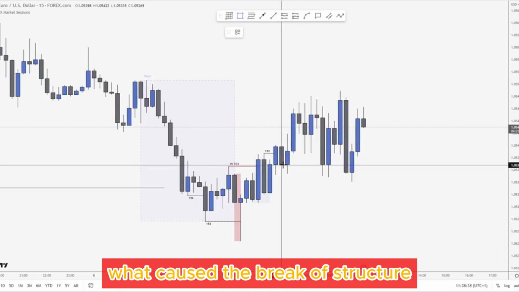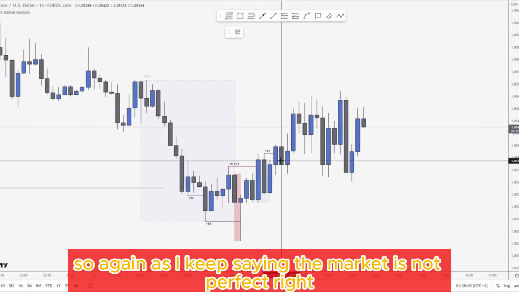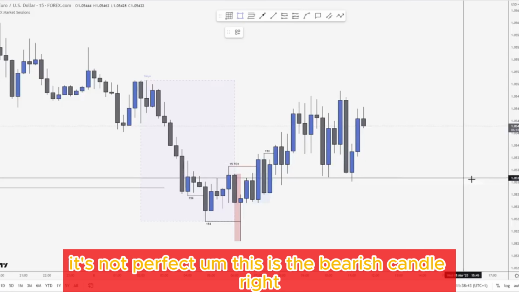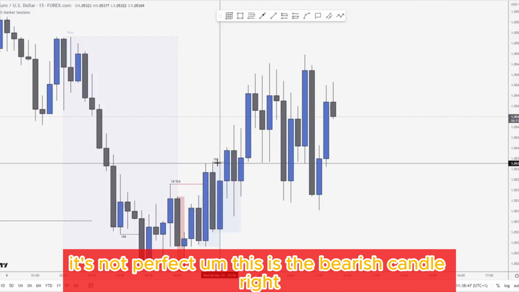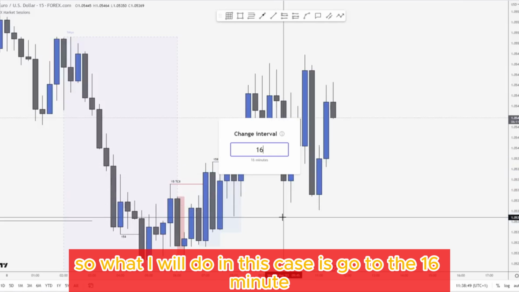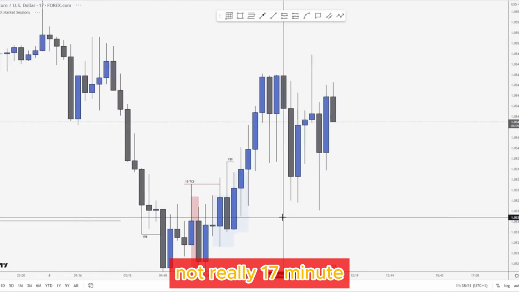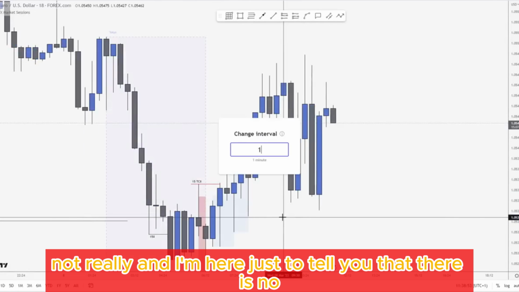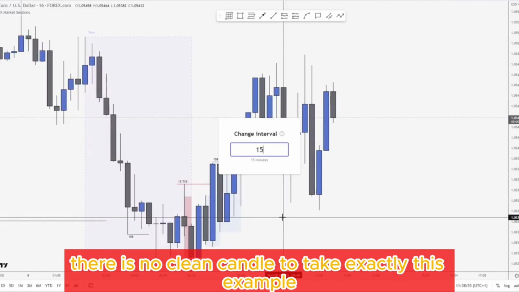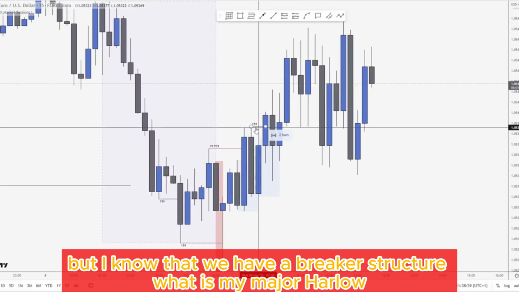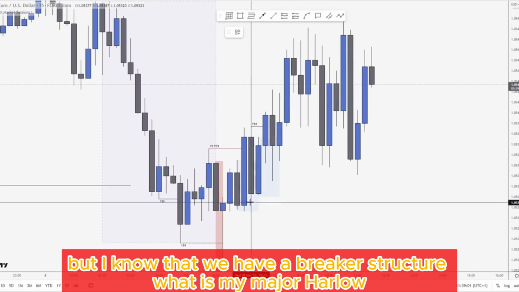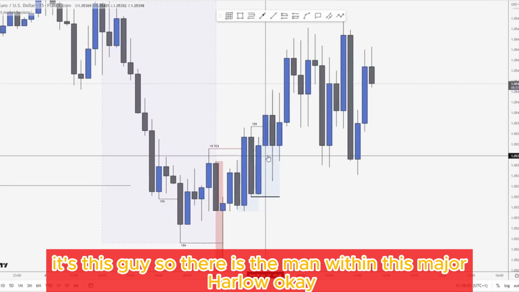What caused the break of structure? So again, as I keep saying, the market is not perfect. Right? It's not perfect. This is the bearish candle. Right, but you can also take this one. So what I will do in this case is go to the 15-minute. I'm here just to tell you that there is no clean candle to take in this example. But I know that we have a break of structure. What is my major hard low? It's this guy. So there is demand within this major hard low.